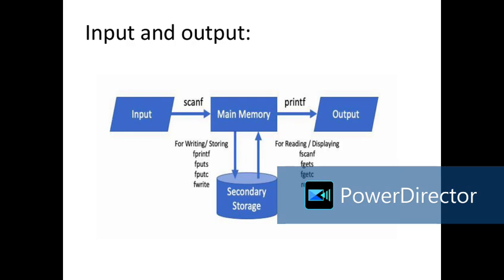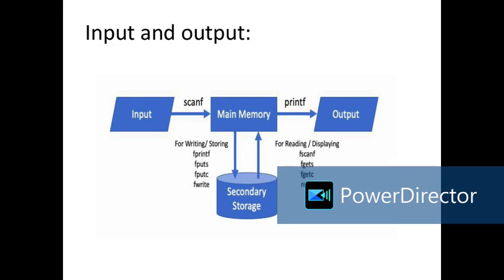Input and output, file IO. In C, input and output operations involving files are known as file IO. These are distinct from standard input and output functions like scanf and printf, which deal with the console. File IO allows us to read from and write to files stored on disk.